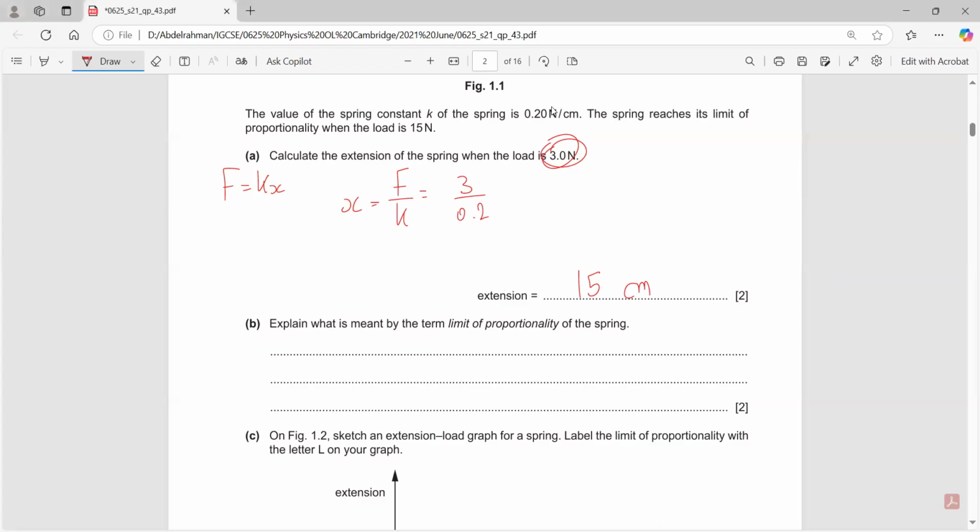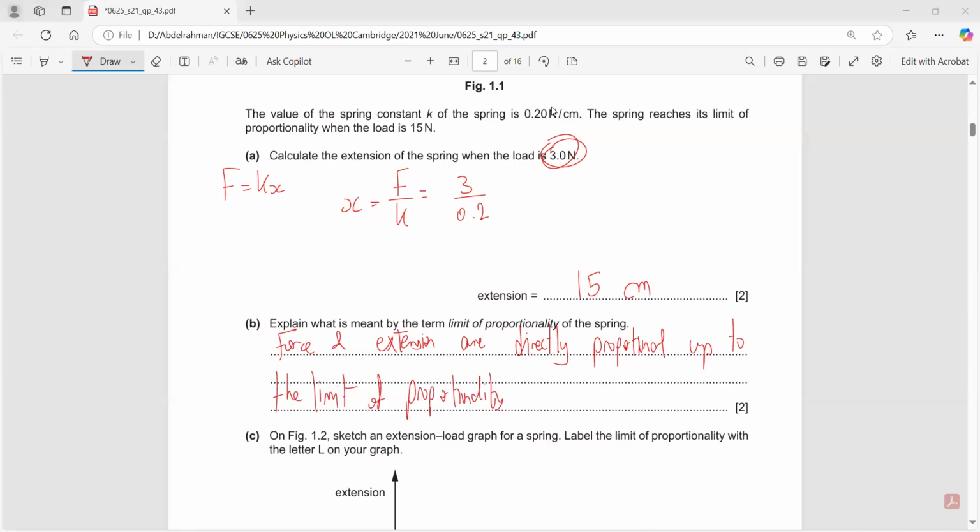So you have to say that the force and extension are directly proportional up to the limit of proportionality.